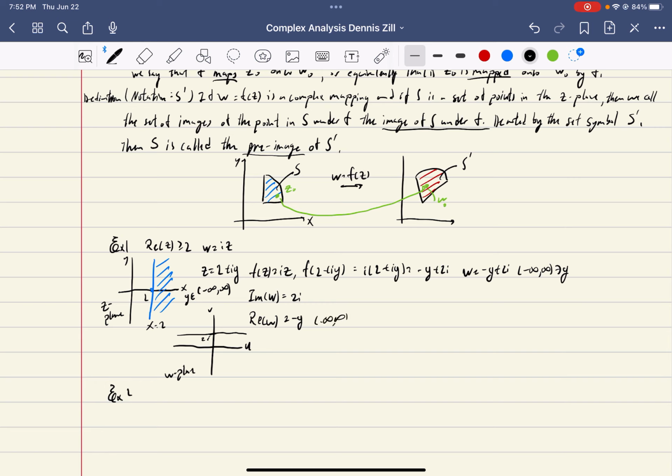Well, where's the real axis though? The real axis of w is really just u, right? So u is equal to this thing. Well, that is equal to the negative y and the positive y, right? Like that.